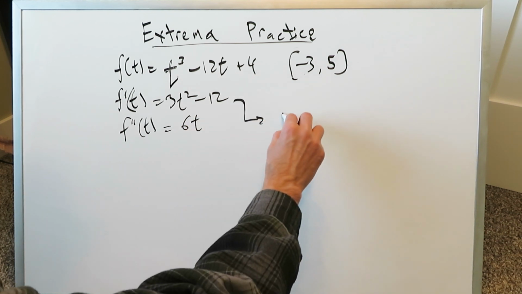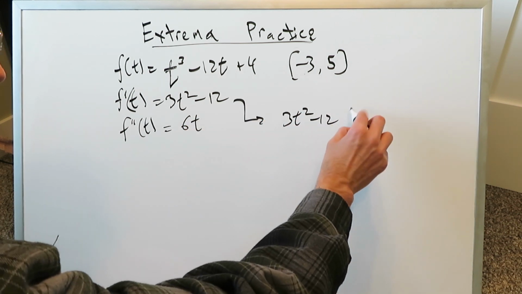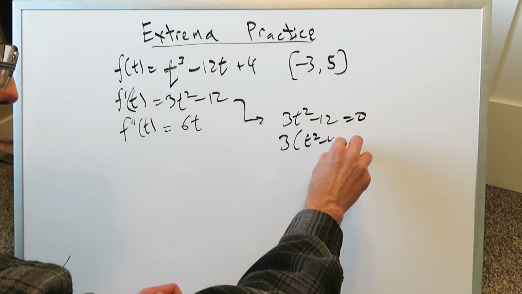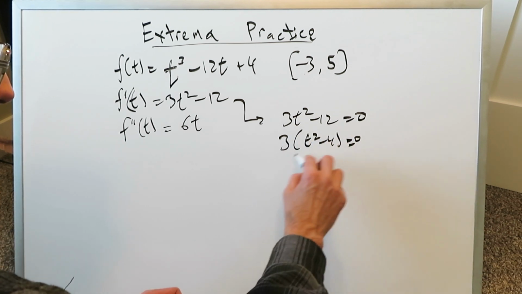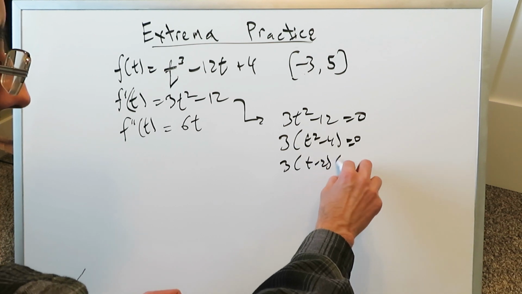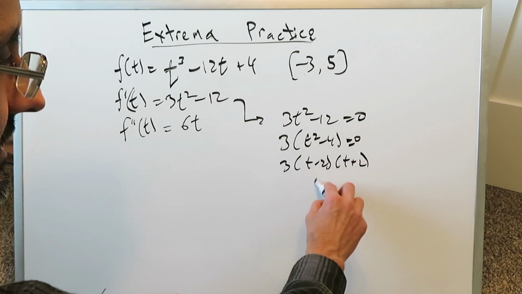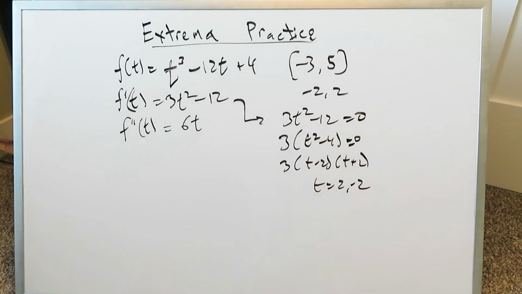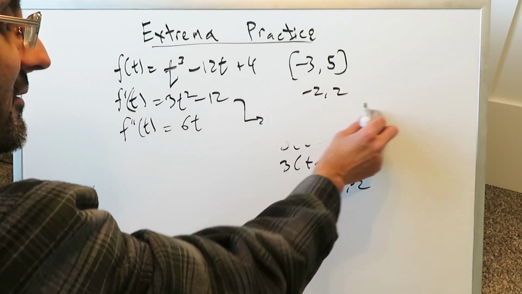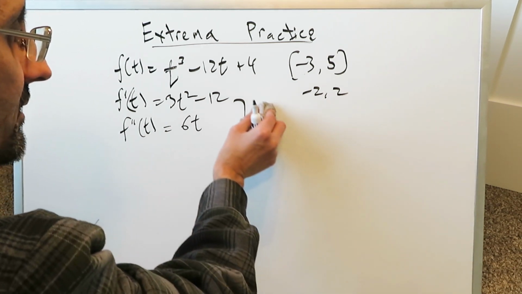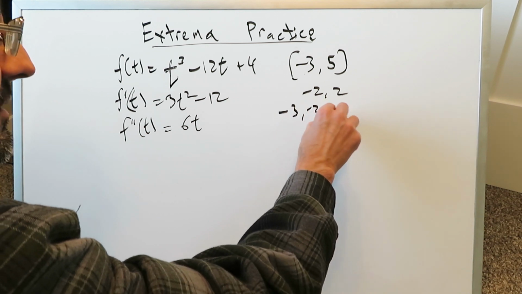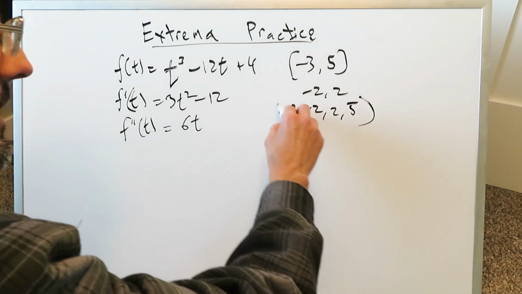You take this equation here and you set it equal to 0 and see what happens. You can isolate 3 and you'll get t squared minus 4, and then you will have 3 times t minus 2 and t plus 2. t is equal to 2, minus 2. So I'm seeing minus 2 and 2 as additional critical points which are coming about. I have 4 points, 2 of which are endpoints and 2 of which are critical points I've determined. If I put them in order, I'm looking at minus 3, minus 2, 2 and 5.